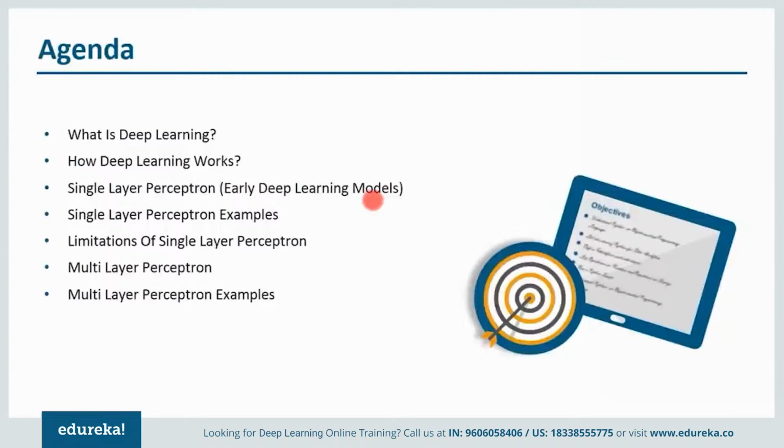And guys, when I talk about perceptron, these are nothing but the artificial neurons. And what are neurons? Neurons are your brain cells. Then we'll also understand the limitations of single layer perceptron that led to the evolution of multi-layer perceptron. We'll understand how multi-layer perceptron overcame those limitations, and we'll also look at various examples of multi-layer perceptron. So guys, we'll move forward now and understand what exactly is deep learning and how it works.